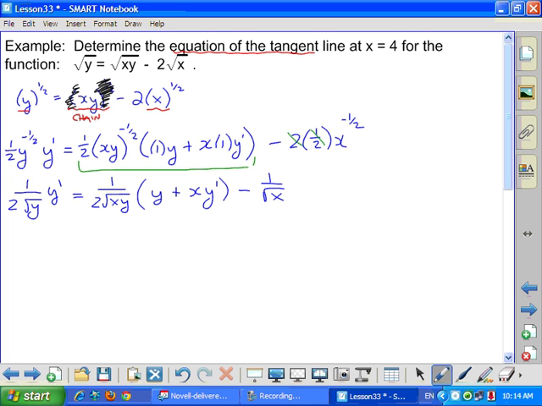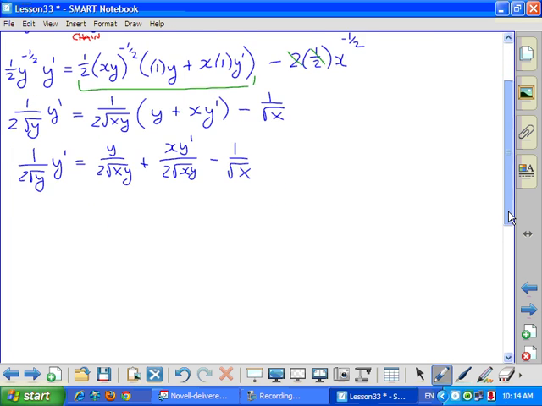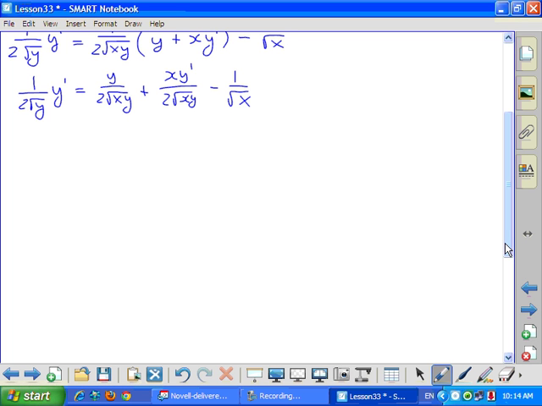So I have to get all the y primes to the same side. So the first thing I need to do is distribute and get rid of that bracket. So I end up with y over 2 root xy plus xy prime over 2 root xy minus 1 over root x. And some of you are thinking, whoa, this is a little on the ugly side, and you're right, it is, but it's manageable.